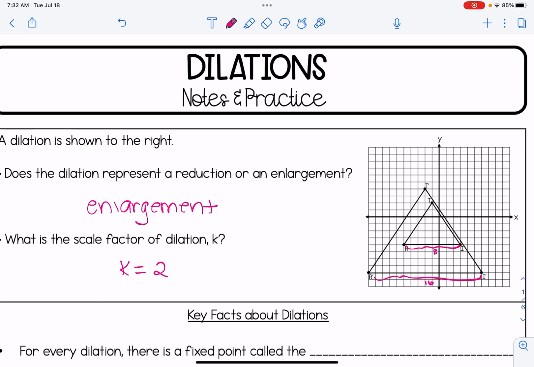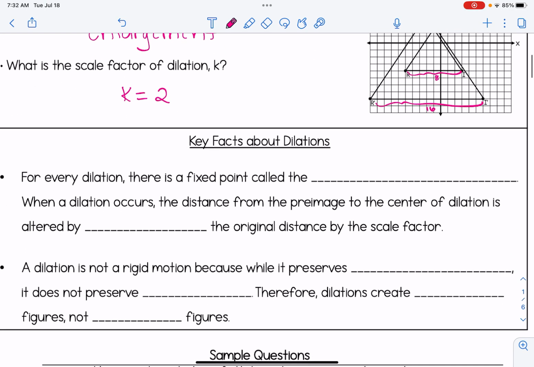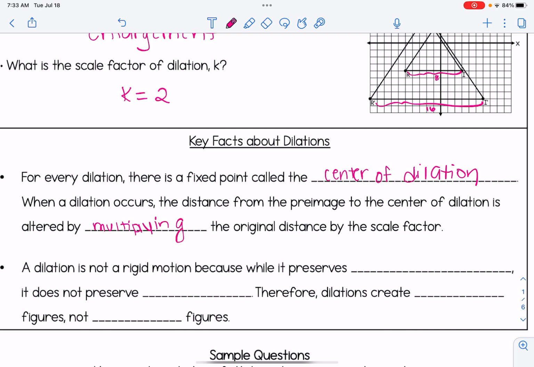Now this dilation is centered at the origin, which we're going to talk about in a second. Here are some key facts about dilations. For every dilation, there's a fixed point, and that's called the center of dilation. Since the point is fixed, it doesn't move, it doesn't change, regardless of what the scale factor is. When a dilation occurs, the distance from the pre-image to the center of dilation is altered by multiplying the original distance by the scale factor.